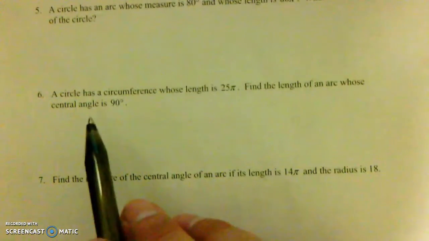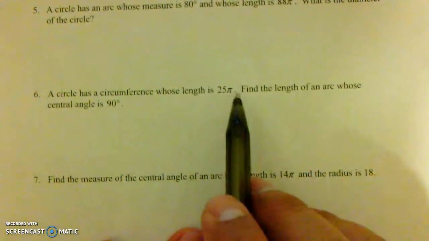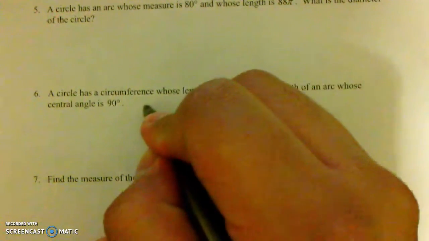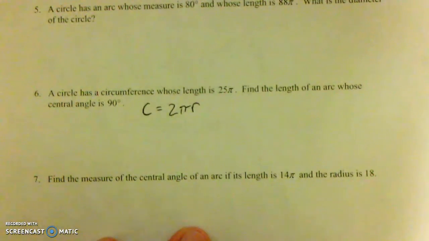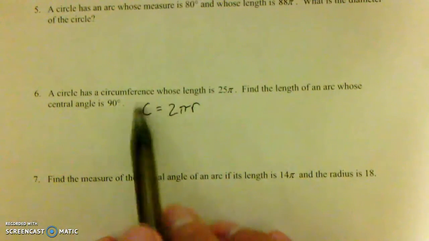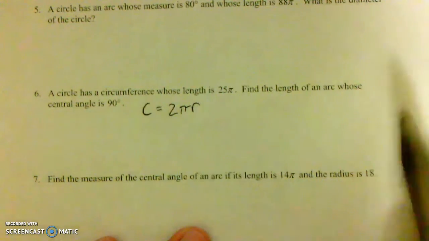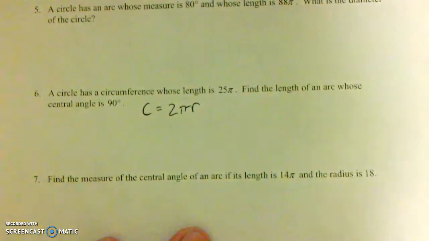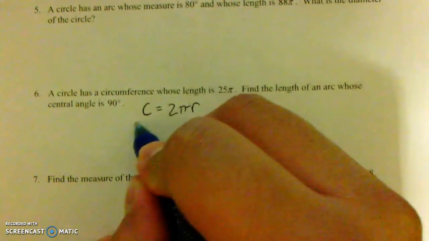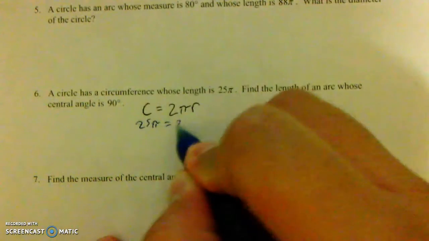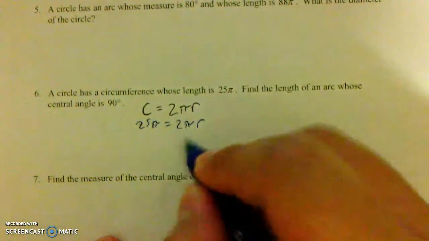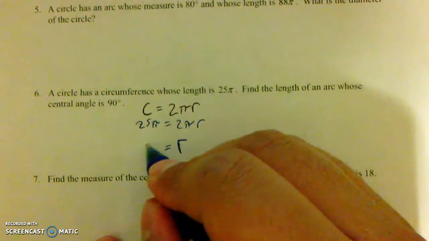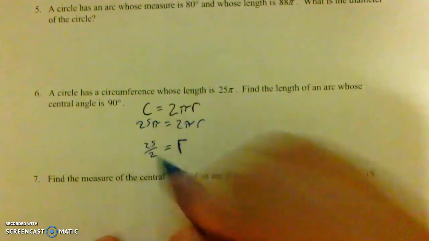So on number 6 we have a circle that has a circumference whose length is 25 pi. Now we have to remember, and this is also in your formula charts, circumference is 2 pi r. So if we know the circumference, we're going to find the radius pretty easily. So I might as well go ahead and just knock that out. 25 pi equals 2 pi r. So I'm going to divide both sides by 2 pi, and I end up with r equals 25 over 2.